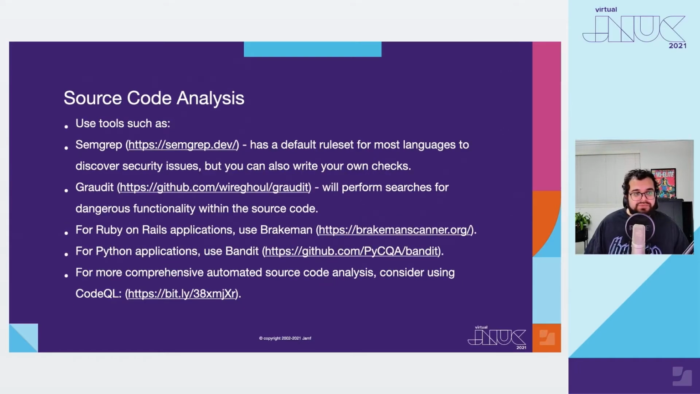Some tools that you can use when performing source code analysis include Semgrep and Graudit. For Ruby on Rails, there's a tool called Brakeman. For Python, there's a tool called Bandit. And for more comprehensive automated source code analysis, consider using something like CodeQL, especially if you can compile the source code. All of these tools are super helpful when auditing source code because they can usually find a lot of the low-hanging fruit before you do your own manual source code analysis.